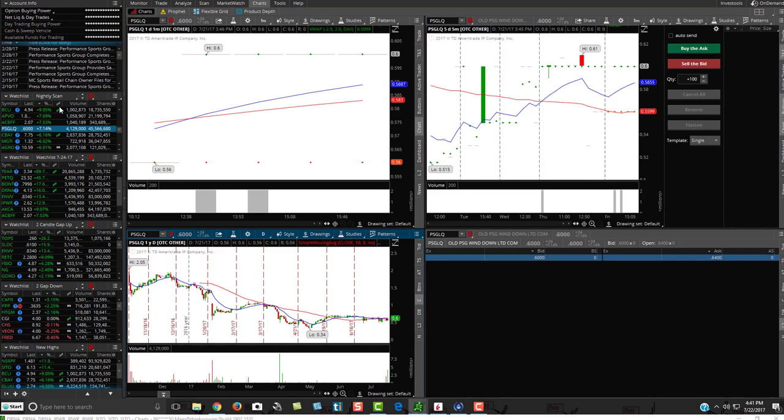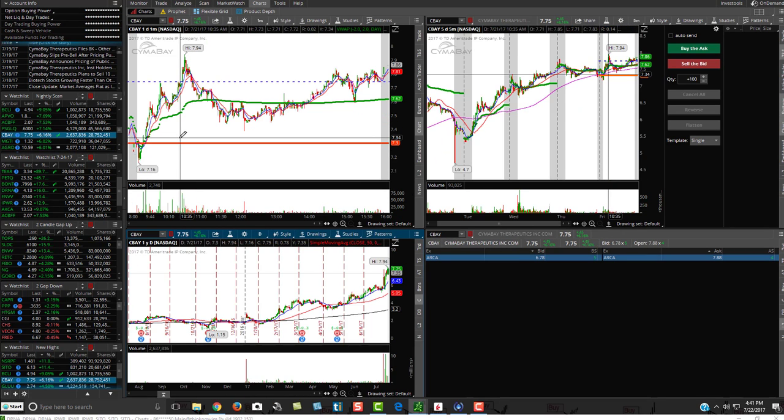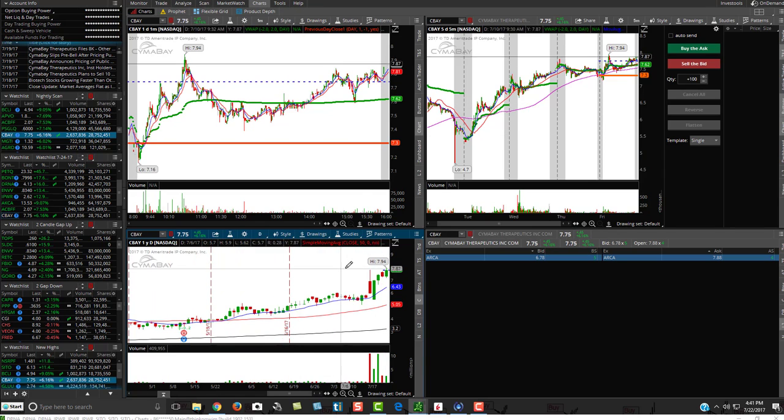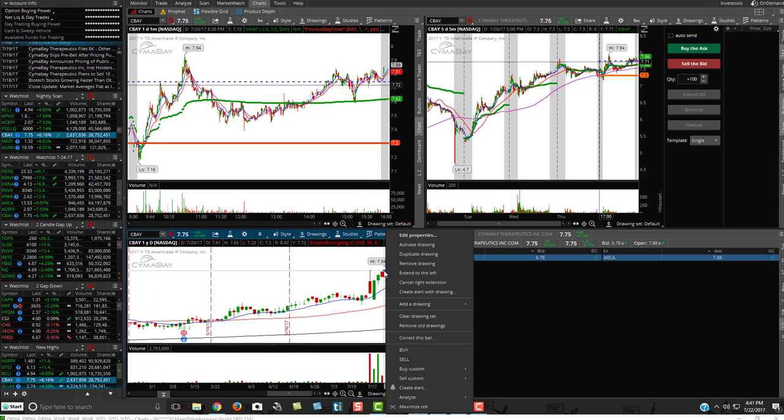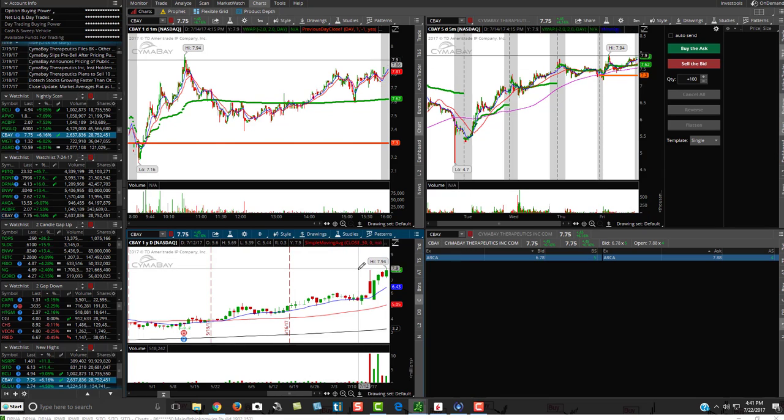PSGLQ, nope. CBay. I've been playing this one a lot lately. This one's been fun. I've been playing it both ways. So I'm going to put this one over here. Not sure if Thinkorswim has shares available to short. Keep an eye on this 794 area here. See if it can go up and break it or pull back down.